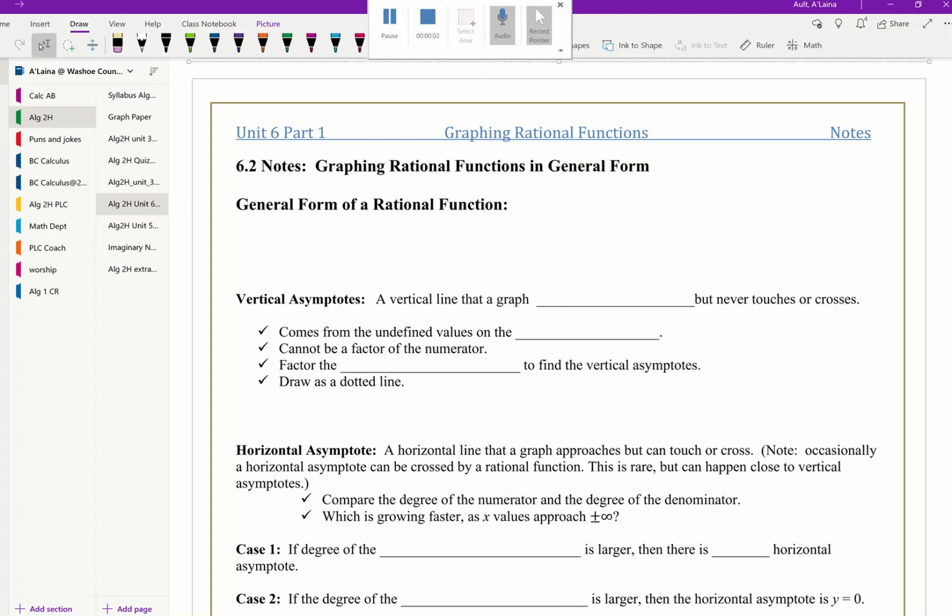Welcome to the notes for 6.2. For Algebra 2 Honors, we're going to be looking at graphing rational functions when they're in a general form.